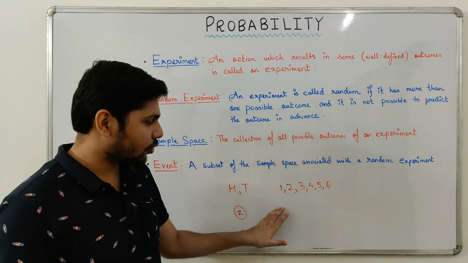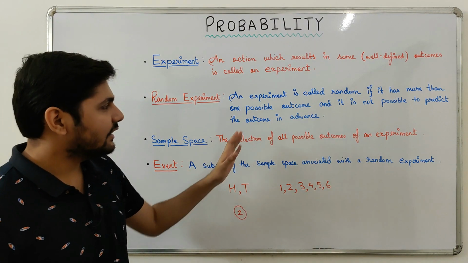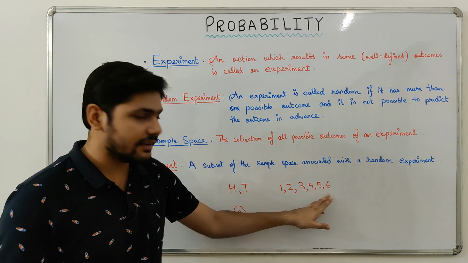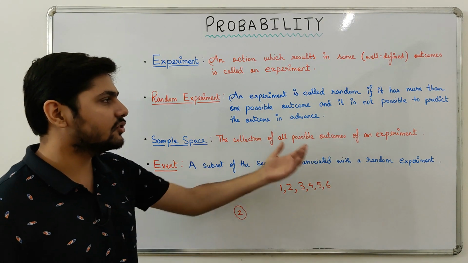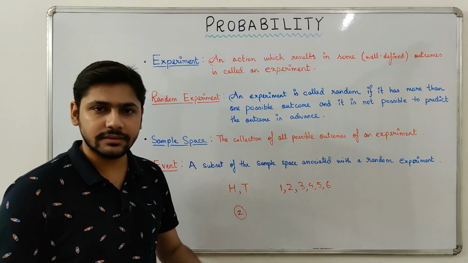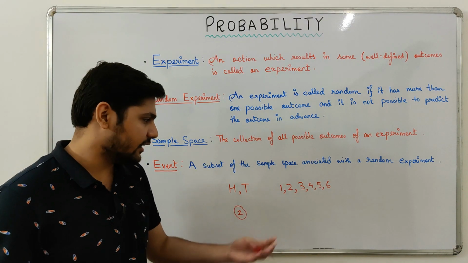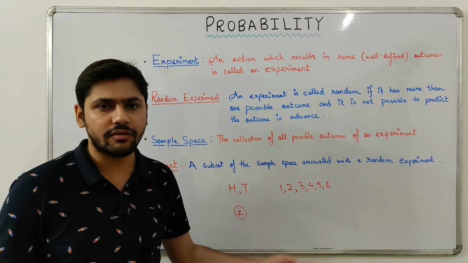Same thing with throwing of a dice. There are more than one possible outcomes. There are 1, 2, 3, 4, 5, 6 outcomes, and it is not possible to predict the outcome in advance. So when you throw the dice, you don't know what will come, whether you will get 1 or 3 or 6 or 5 or 4.